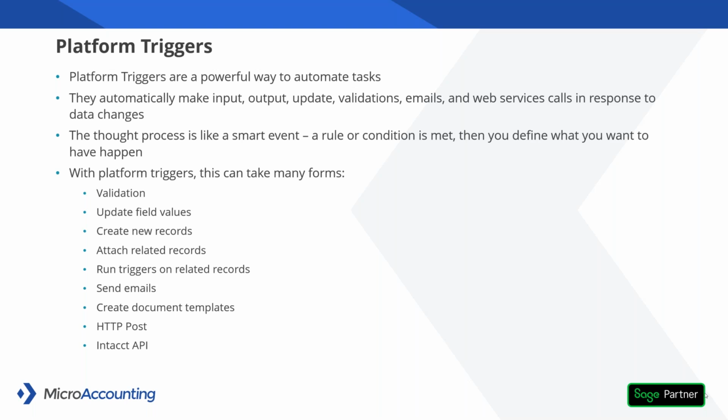And then last two, again, we have HTTP post and Intacct API triggers. These are going to behave very similarly to the smart events of the same name. Basically, with an HTTP post, you're sending a one-way message to an external URL whenever the conditions are met. And then the Intacct API trigger executes an API call to the Intacct system using an XML document template.